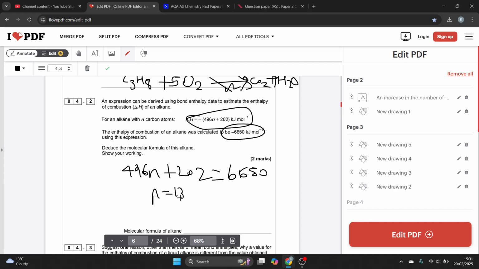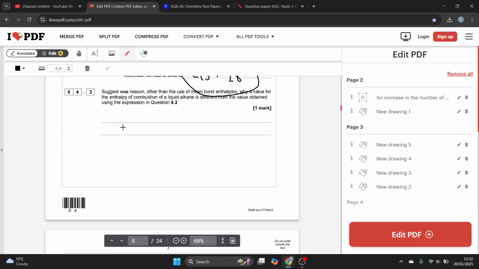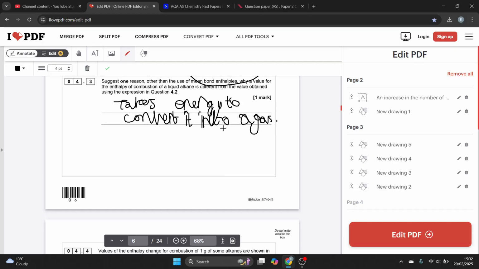To use the molecular formula, it's an alkane, and it's going to be C13H28, because an alkane is CnH2n+2, so C13H28. Give one reason, other than the use of mean bond enthalpies, why the enthalpy of combustion of the liquid alkane is different from the value obtained. It takes energy to convert it to a gas. It's a liquid alkane, so it takes energy to convert it into a gas.